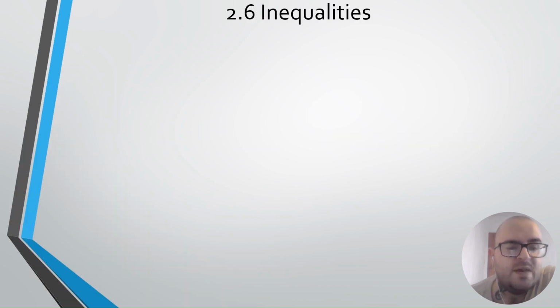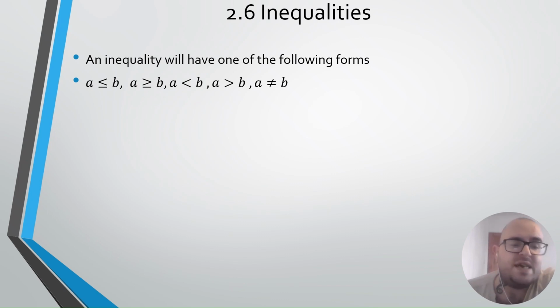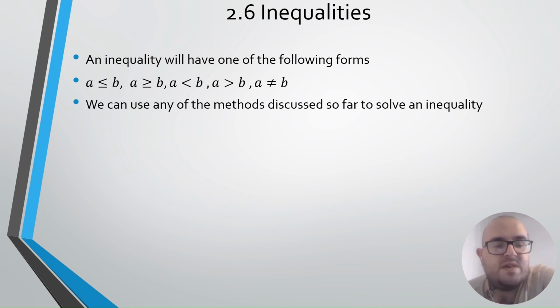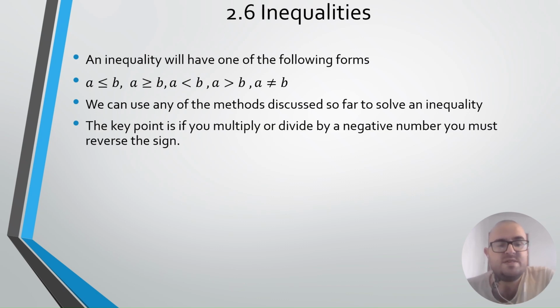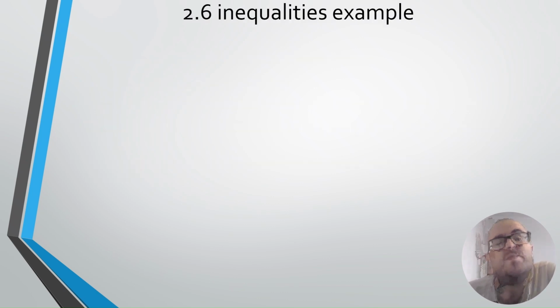Inequalities. An inequality will have one of the following forms. It will either be a less than or equal to b, a greater than or equal to b, a less than b, a greater than b, or a not equal to b. We use all the methods we've discussed so far to solve inequalities, and the key point here is if you multiply or divide by a negative number, you must reverse the sign, and you may be given restrictions on solutions.